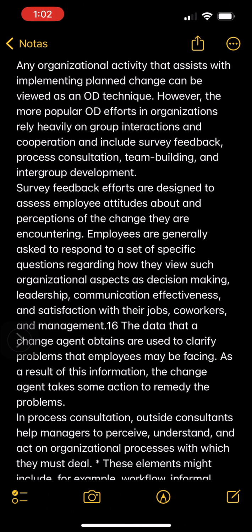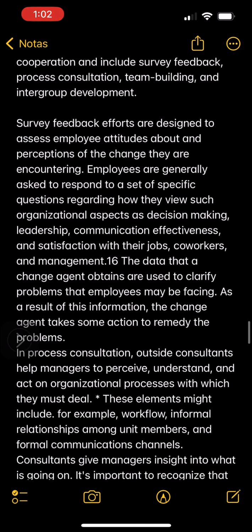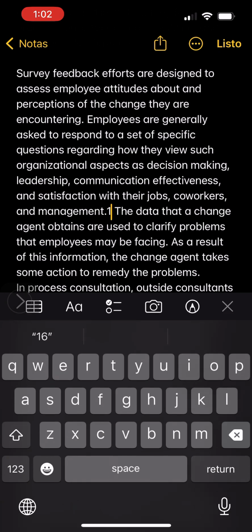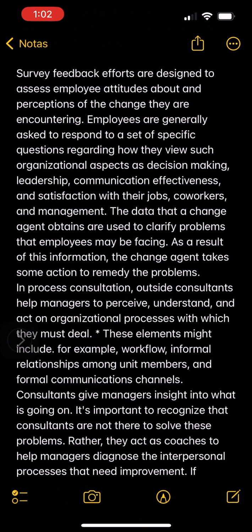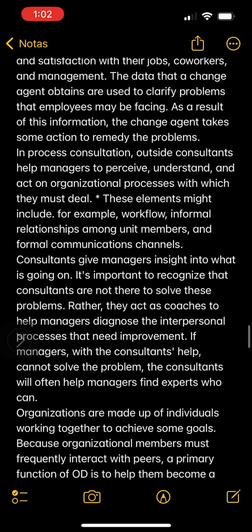Employees are generally asked to respond to a set of specific questions regarding how they view such organizational aspects as decision-making, leadership, communication effectiveness, and satisfaction with their jobs, co-workers, and management. The data that a change agent obtains are used to clarify problems that employees may be facing. As a result of this information, the change agent takes some action to remedy the problems.